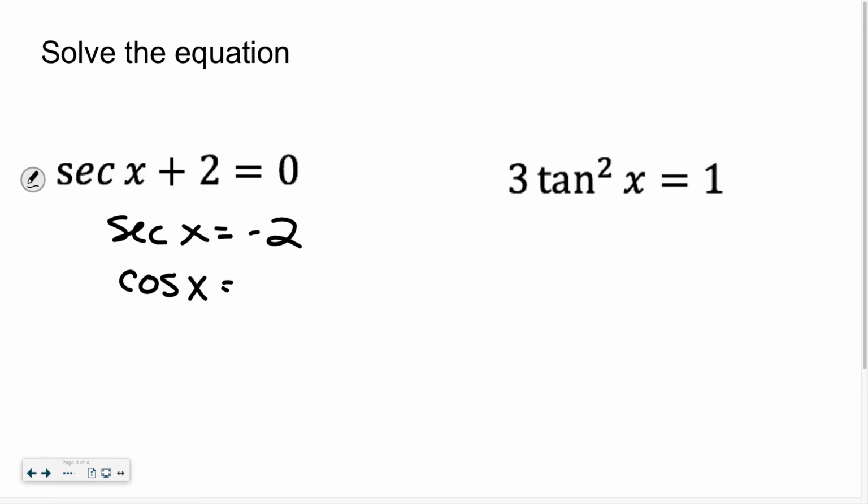cosine, which means I would have to flip the other side. The reciprocal of negative 2 is negative 1/2. So those two equations are the same. If you flip both sides, if you do the reciprocal on both sides, you get the same thing. So now I just have to answer what angles have cosines of negative 1/2.